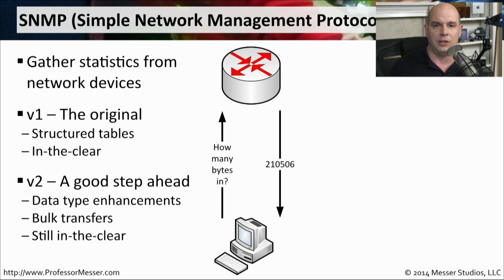Version 2 helped a little bit with this, because usually when you're querying a router, the router might have 10 interfaces on it. And with version 1, we had to ask, please tell me how many bytes came into interface 1, and you get an answer. Then you have to ask how many bytes came into interface 2, and you get an answer. And you have to do this 10 times with 10 responses. Version 2 created a bulk process where I could say, please tell me for interfaces 1 through 10 what the interface in bytes are, and it sends one packet back that has all 10 of those statistics in it. Much more efficient, but still in the clear.